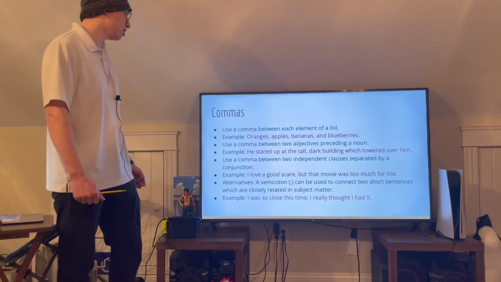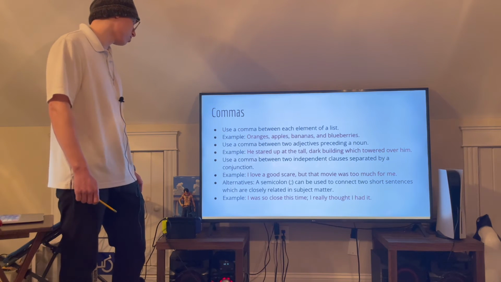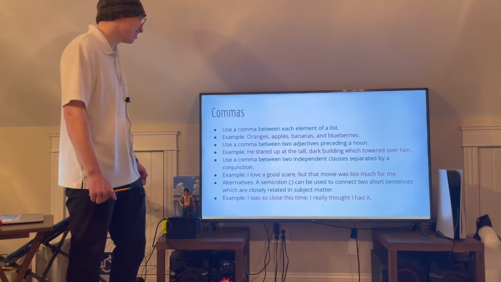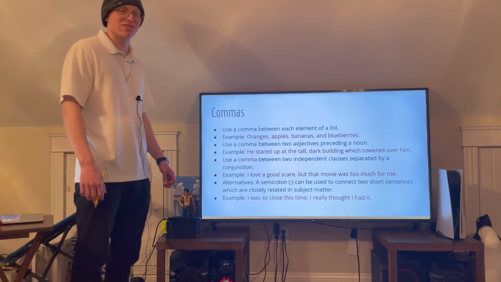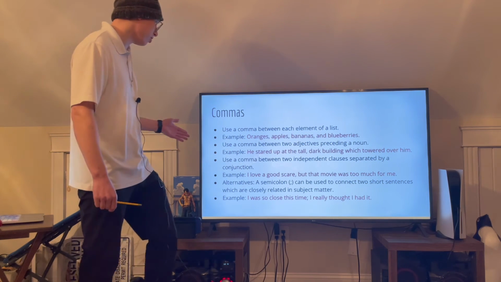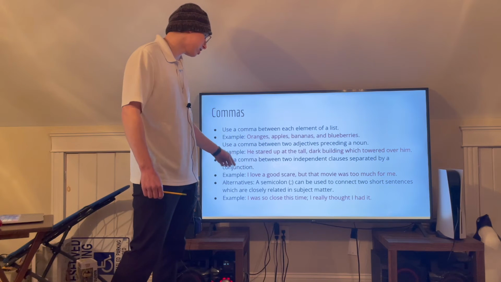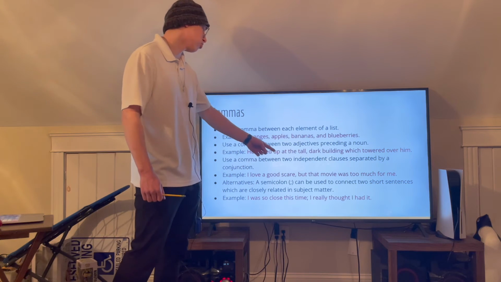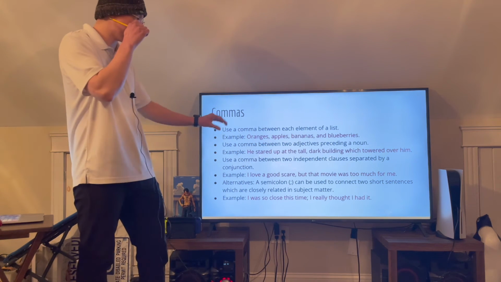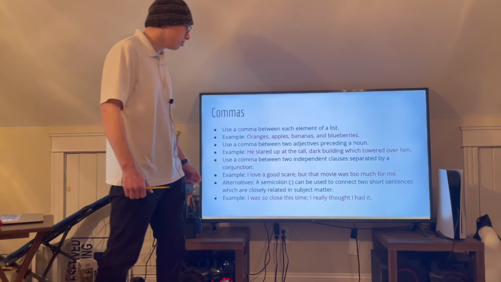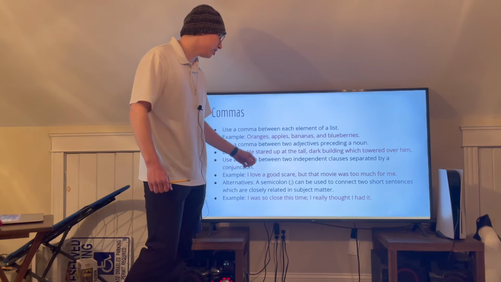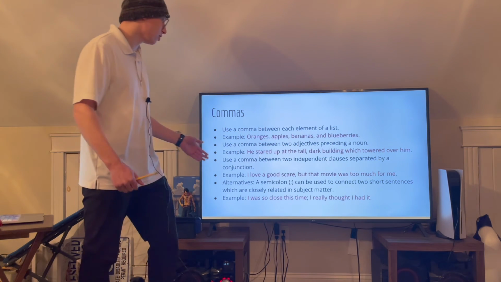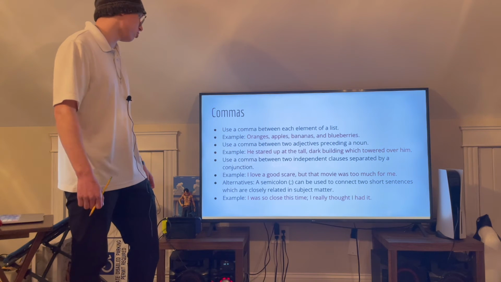Use a comma between two independent clauses separated by a conjunction. Example, I love a good scare, but that movie was too much for me. I won't get into all the details of clauses, they're very complicated, but essentially the point here is that this is its own sentence. I love a good scare. You could very well put a period there, and that's a full sentence. And the same is true with that movie was too much for me. These are both independent clauses. They don't rely on one another, but because this conjunction here, the word but, ties them together, and since that is there, you need the comma. So I love a good scare, comma, but that movie was too much for me.